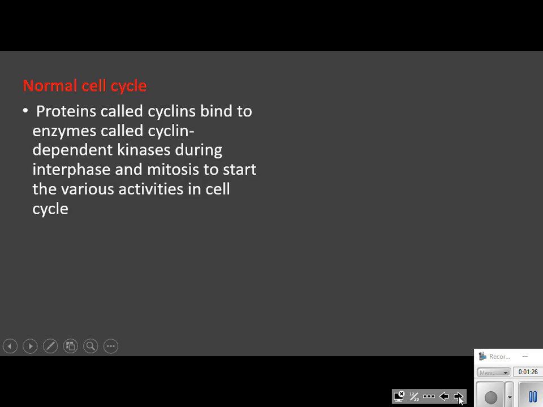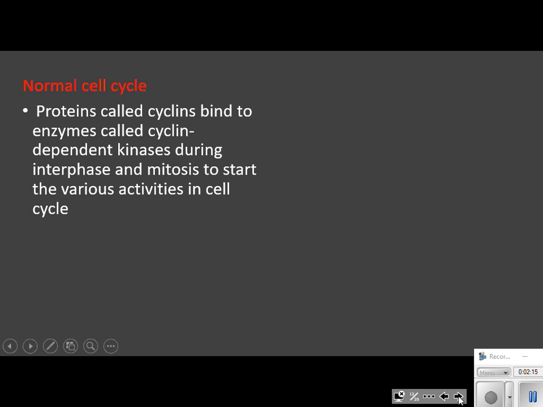The normal cell cycle. The normal cell cycle has proteins that are called cyclins that bind to enzymes called cyclin-dependent kinases during the start of interphase and mitosis. Those proteins help in the various activities of the cell cycle. So the cyclins bind to the cyclin-dependent kinases, which are enzymes.